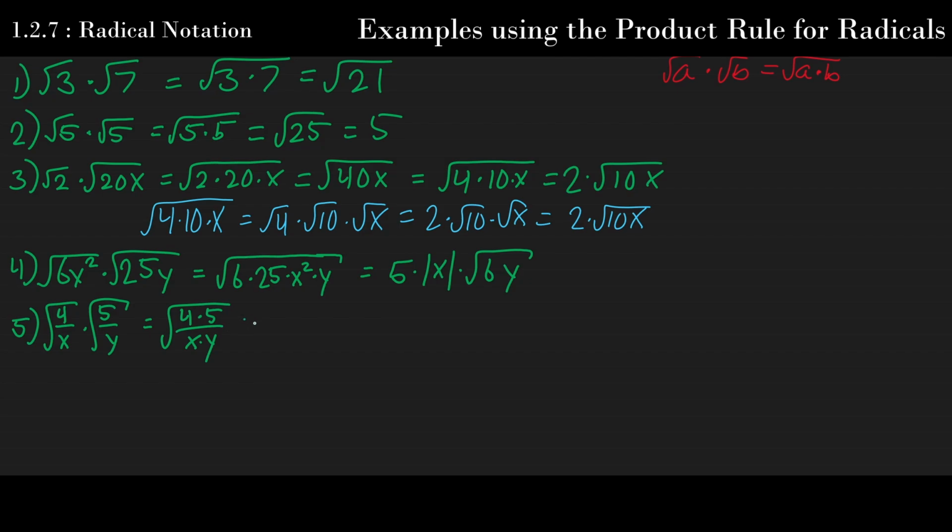Instead of multiplying the 4 and the 5 together, notice that the 4 is a perfect square, which gives us 2 times the square root of 5 over xy.